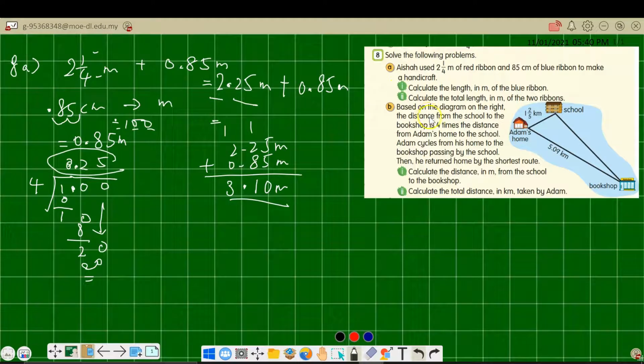Okay, question B. Based on the diagram on the right, the distance from the school to the bookshop is 4 times the distance from Adam's home to the school. So the distance from school to the bookshop is 4 times the distance from Adam's home to the school, which is 1 2/5 km.